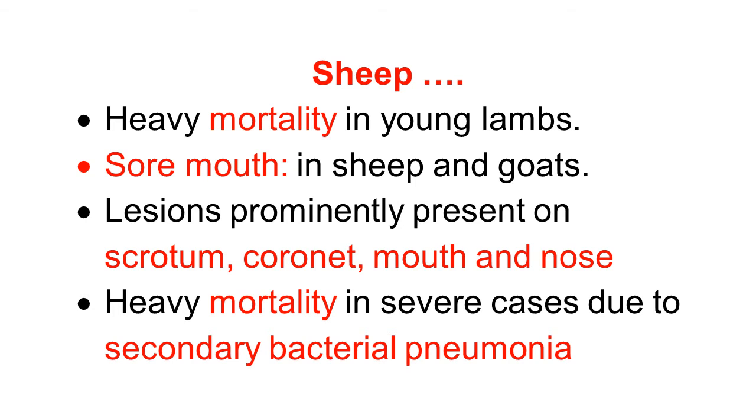There are sores in the mouth, and ulcers are observed in the mouth of sheep and goats. Such lesions, as we have already described, are prominently seen on the scrotum, coronet, mouth and nose. Heavy mortality is observed in severe cases of dermatophilosis, and death is due to secondary bacterial infection in the lung. So death is due to secondary bacterial pneumonia.